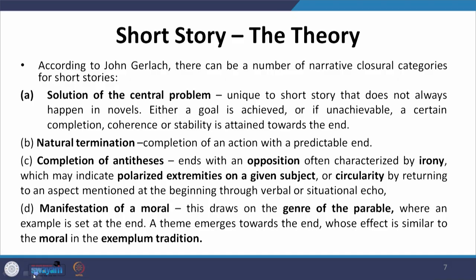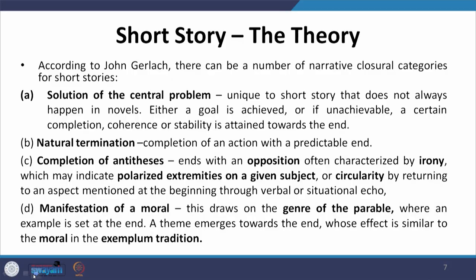According to John Gerlach, there can be a number of narrative closural categories for short stories. One of the ways of closing a short story could be through solution of the central problem, which is the most common way of concluding. And this trait of tying the loose end is typical and unique to the short story. That does not always happen in novels. In novels, like I have already said, there can be certain open ends, right? Certain problems that are not resolved till the end. So, going back to Gerlach's different closural categories, the first one, solution of the central problem, either a goal is achieved, or if unachievable, a certain completion, coherence, or stability is attained towards the end.